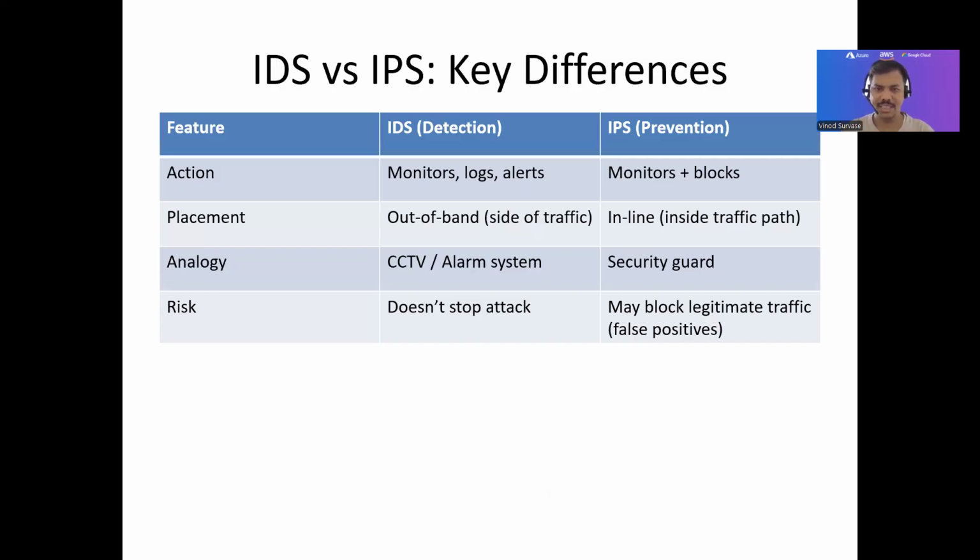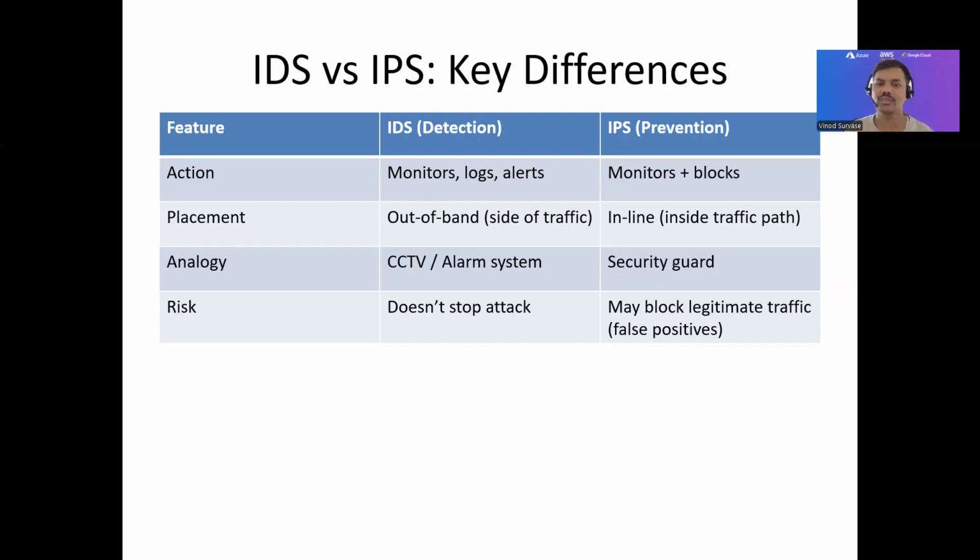or differences, basically. So here's the difference. You can see feature-wise, IDS is on detection, IPS is on prevention. On the action side, IDS monitors, logs, and alerts, and IPS is going to monitor plus block; it has both capabilities. On placement, IDS is out of band, which is off to the side of traffic. Inline is going to be inside the traffic path, right? So what this means is that inline means it is put into the corporate network, right? And then it checks what is coming in and out, and takes the appropriate actions.